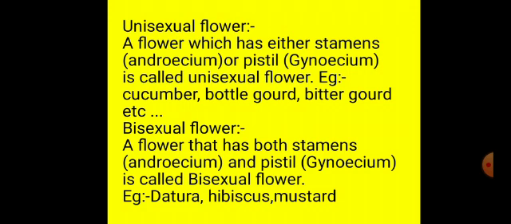Bisexual flower: in some flowers, the flower contains both stamens and pistil, androecium and gynoecium. Such flowers are called bisexual flowers. For example, datura. If we observe the datura flower, it contains stamens and pistil, so such flowers are called bisexual flowers. Hibiscus and mustard are also bisexual flowers.